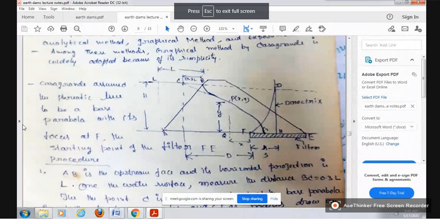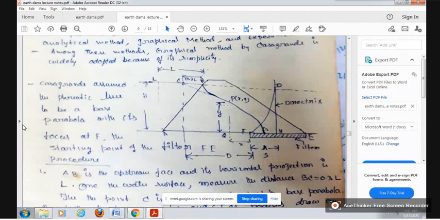Right. See, this is the dam, right? Cross section of the dam. This is the filter. So the starting point of the filter is F. As per Casagrande, the phreatic line is a parabola. So the focus of this parabola is the starting point of the filter. That is the assumption, right?